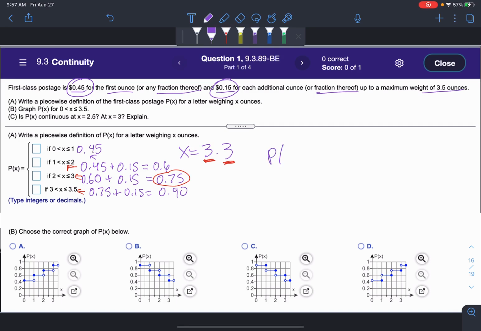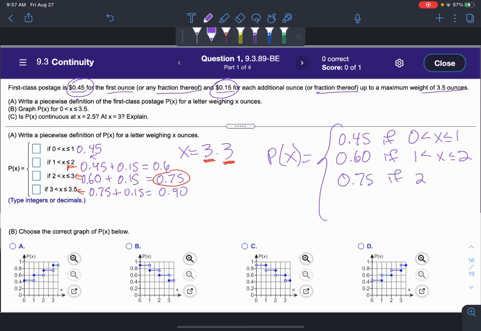So my piecewise function looks like this. Just to write it a little more clearly, if x is between 0 and 1 inclusive, so 60 cents if x is between 1 and 2 inclusive, 0.75 if my x is between 2 and 3, and 0.9 if x is between 3 and 3.5, because that's our maximum. Okay, so that's our answer.